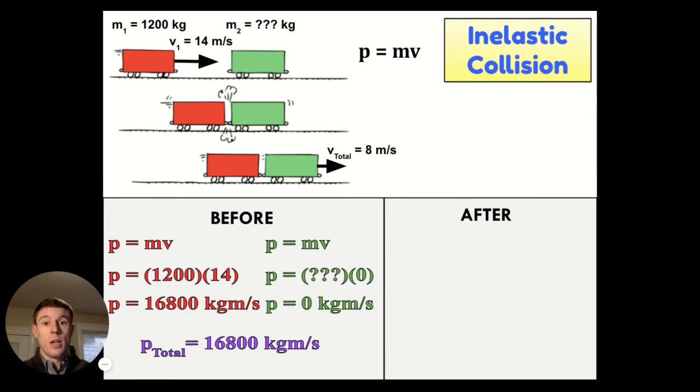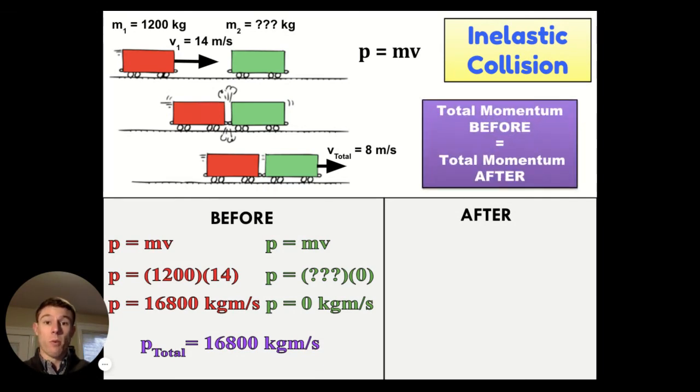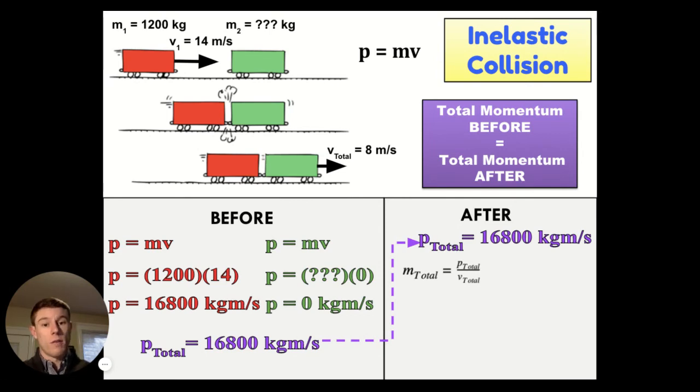Just like the last problem, we're going to use that conservation of momentum to help us out, noting that the momentum before the collision is equal to the momentum after the collision. So we can take that 16,800 and move it up to the after box here. In this case, we're going to once again manipulate the momentum equation. However, this time instead of solving for velocity, we're solving for mass.